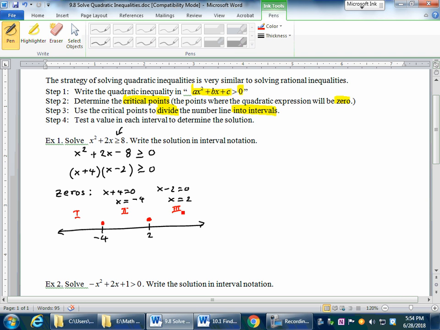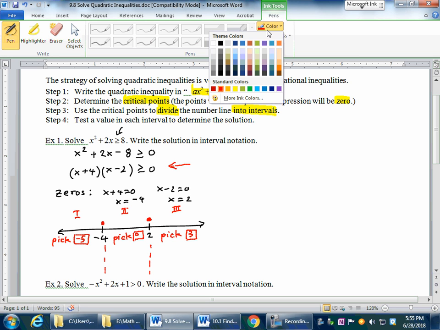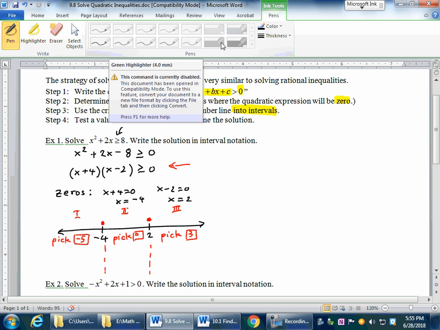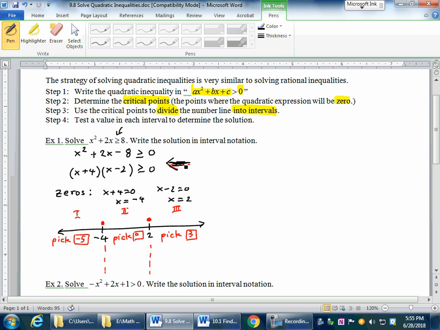We're going to pick a point on each interval and test it in the inequality to see whether it satisfies or not. On interval 1, I will pick the number negative 5. On interval 2, I will pick the number 0, which is an easier number. And on interval 3, I will pick the number 3. And then we're going to test it. When I test it, I'm basically plugging this number into the factored inequality to make it easier to compute.